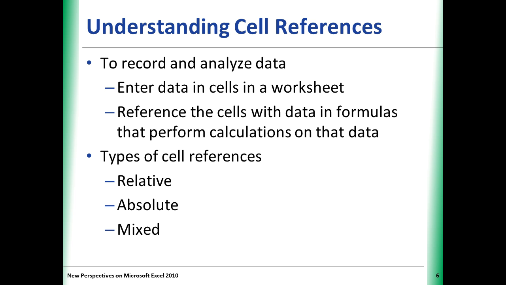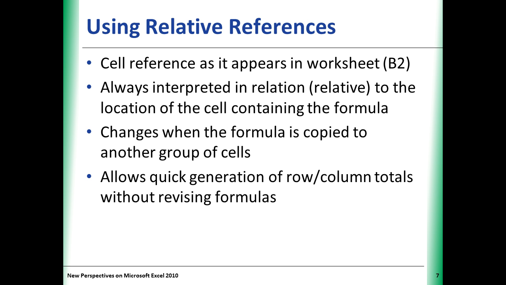Absolute means no matter where I copy it, it has two dollar signs. No matter where I copy it, it's going to stay the same. If it's dollar sign C dollar sign 21, no matter where I copy it, it's going to stay C21. Mixed is, remember, there's two aspects of every reference. There's the column and then there's the row. Well, sometimes we want the column to be absolute and the row to be relative, or vice versa. That's a mixed reference. So it'll change the row and not the column, or vice versa. And we'll use some of those as we go.